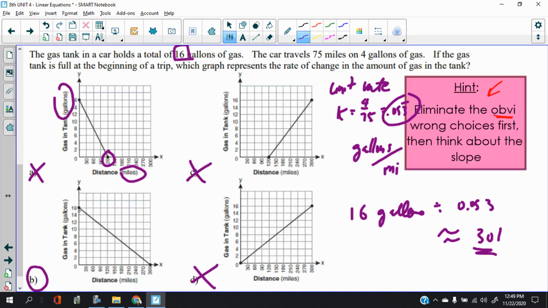So that leaves us with B. Okay, so if you start off with 16, so before you even drove, right? You started with 16 gallons of gas, and then slowly over time, you ended up with 300 miles, and then you have no gas left. Okay, so that's how that one would look. Now, let me see if there's anything I need to add. No, not really. Okay, all right.